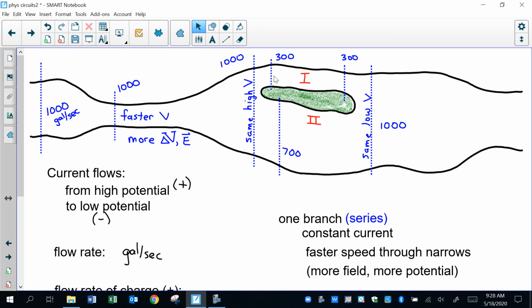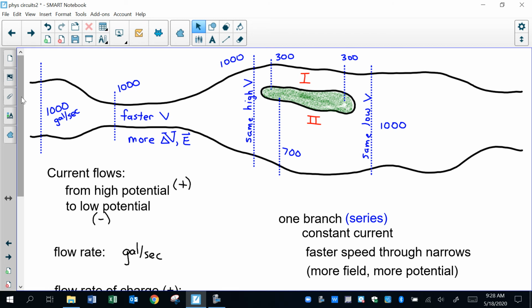If I look at branch number 1, even though it's part of a bigger system, branch number 1 has to have 300 gallons per second the entire time. This one has to have 700 the entire time. And what happens when they reconnect? We are back to 1,000. So 1,000 coming in the form of two different branches, 1,000 flowing out in the form of one single river again. We call that the junction rule.